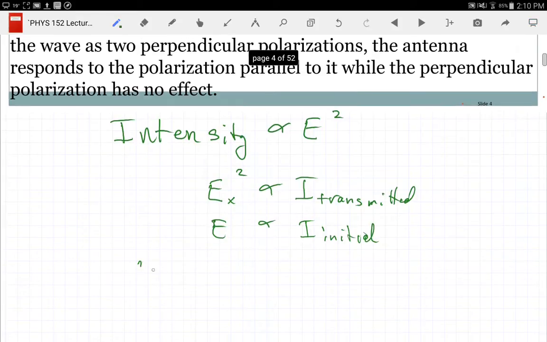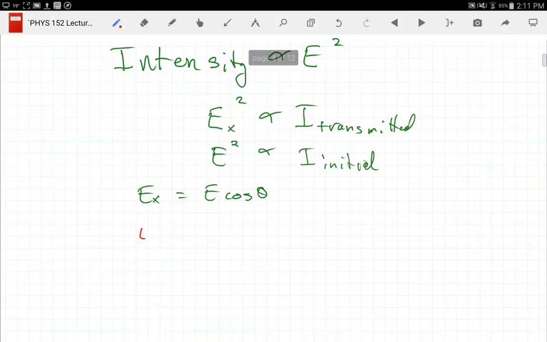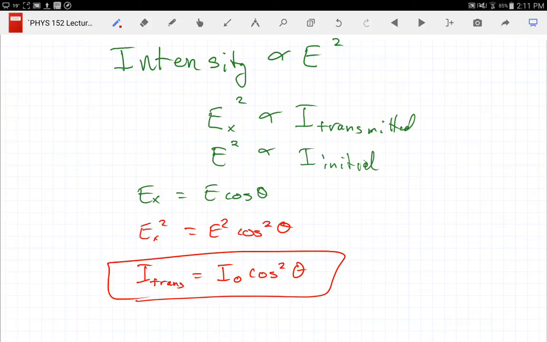So taking the equation I have at the top of the screen, obviously you can't see it now, I forgot a square. Using those definitions, I can square this and say Ex squared is equal to E squared cosine squared theta, and then because they're proportional and the constant of proportionality will be the same, that gives me the intensity transmitted is equal to the initial intensity times cosine squared of that angle. Again, theta is the angle between what two objects? What two objects is theta the angle between?